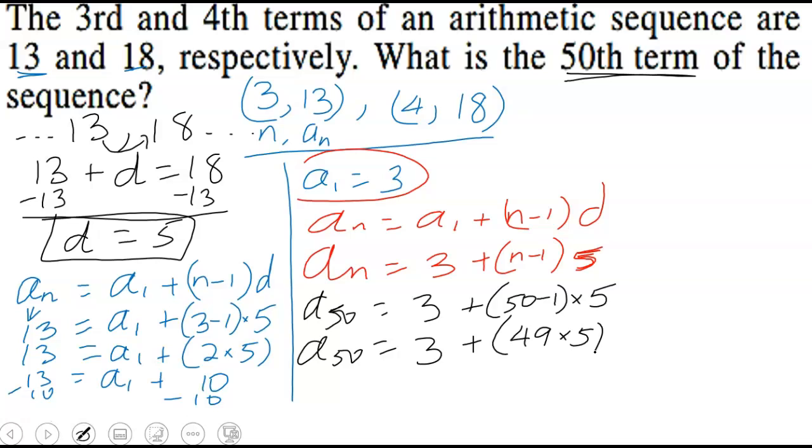49 times 5 is 245. And then finally, we add 3. We get 248.